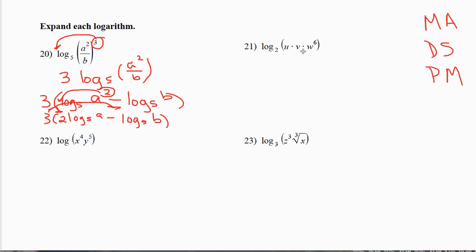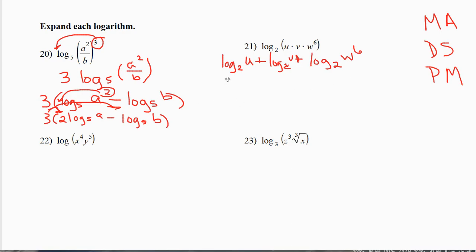Okay, so here we are multiplying, so what do we do? We add. So we have the log base 2 of u plus the log base 2 of v plus the log base 2 of w to the 6th. Now, we can't leave this because the answers are not simplified yet. So the 6 goes not out in front of all of them, but it only goes in front of this, the log base 2 of w.